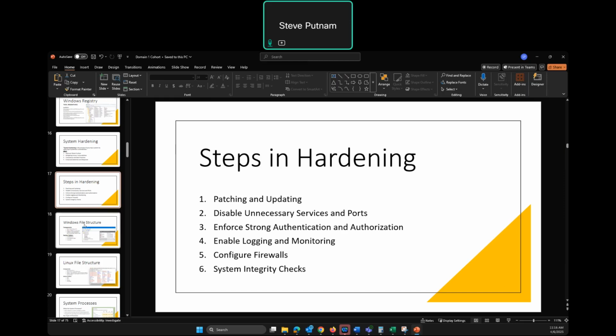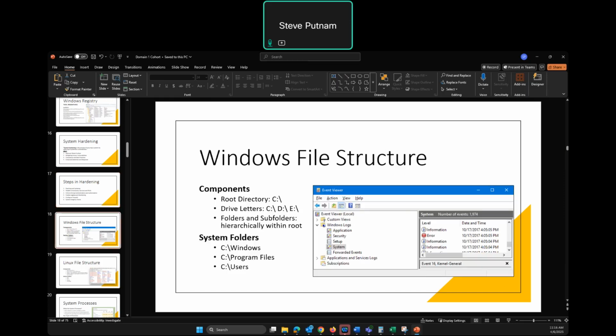Let's look at the Windows file structure here. So the Windows file structure is organized in a hierarchy. It starts with the root directory, typically denoted as C on the primary drive. Each drive or partition is assigned a unique letter, like D or E. Key system folders include C:\Windows, which holds all the OS files, C:\Program Files, that's where all your installed software is, C:\Users, where the user profiles are and personal data is stored.